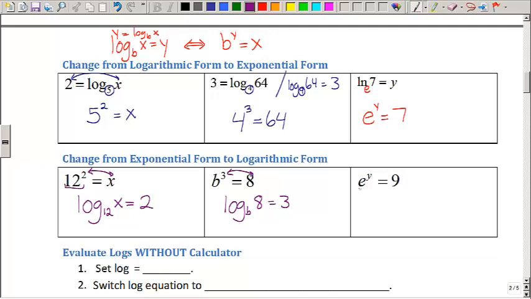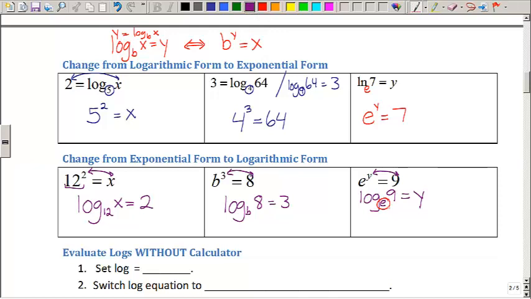And the last one, e to the y equals 9. I have log, L-O-G, base e of the 9, and the y switch sides, so base e of 9 equals y. Now normally I would be done here, except because we have a special base, the special base e says that I can reduce this even further.